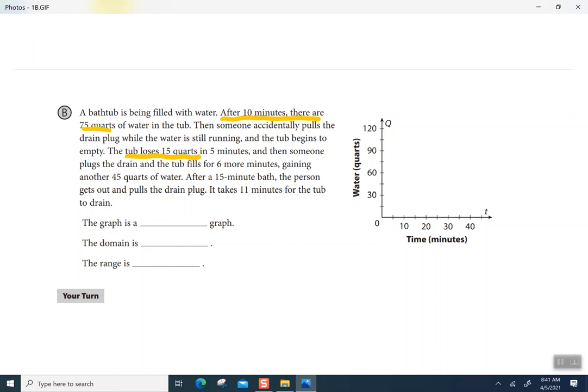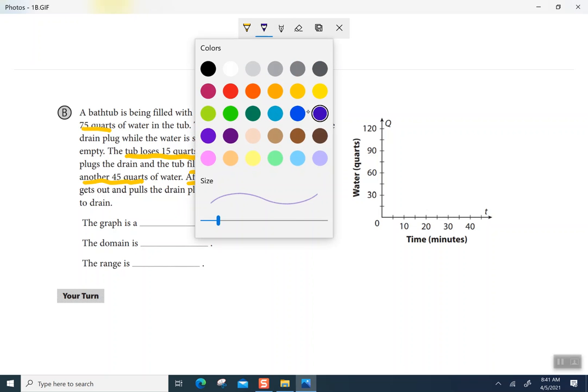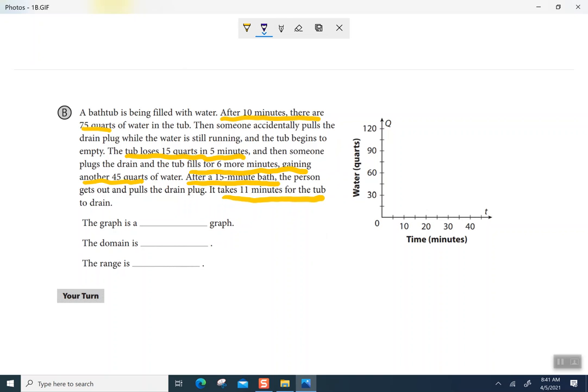Tub loses 15 quarts in 5 minutes. Then somebody plugs the drain and tub fills 6 more minutes, gaining another 45 quarts. After 15 minutes, the bath person gets out, pulls the drain, and it takes 11 minutes for the tub to empty. Okay, so that's everything that I thought was pretty important. So let me go ahead and start gathering my thoughts over here on this side.